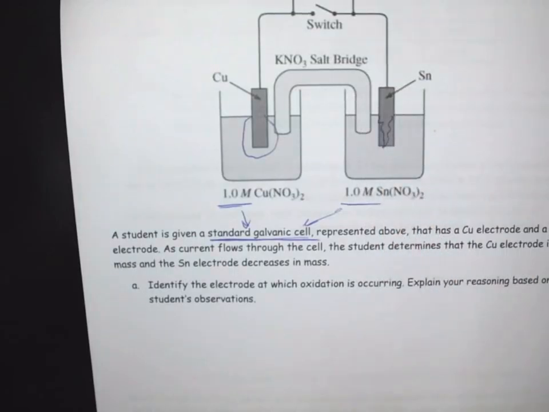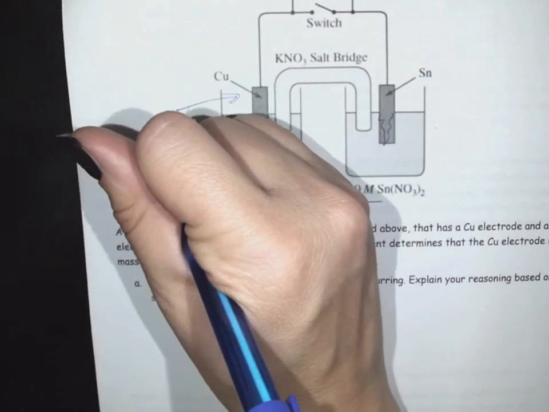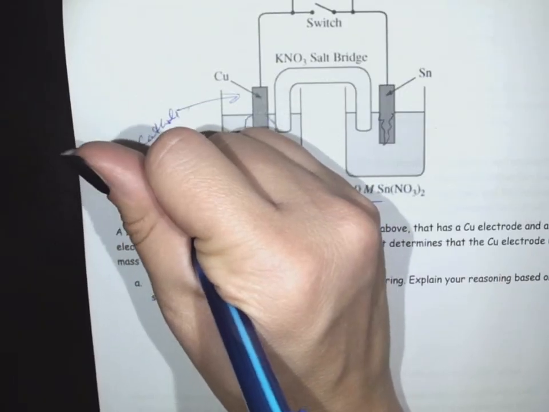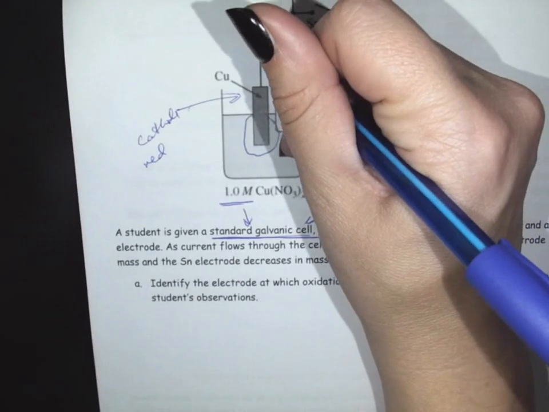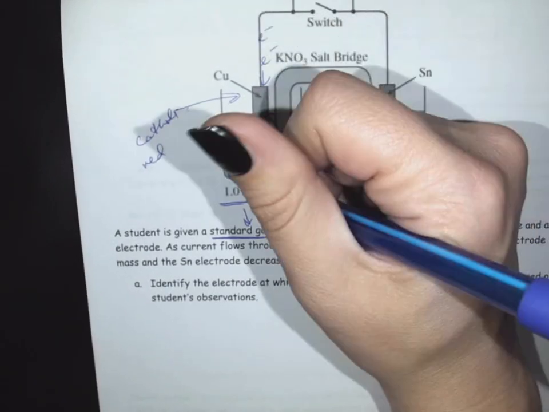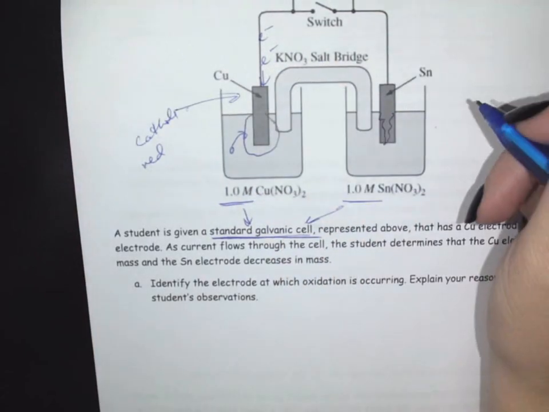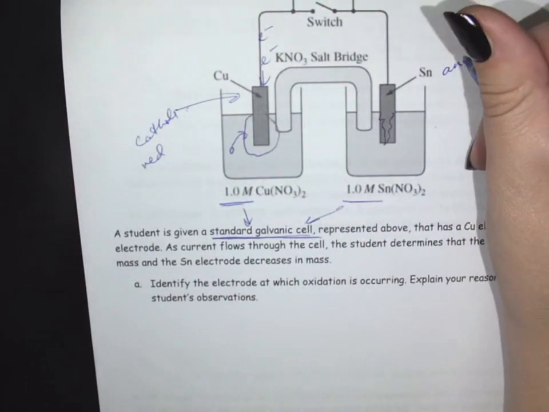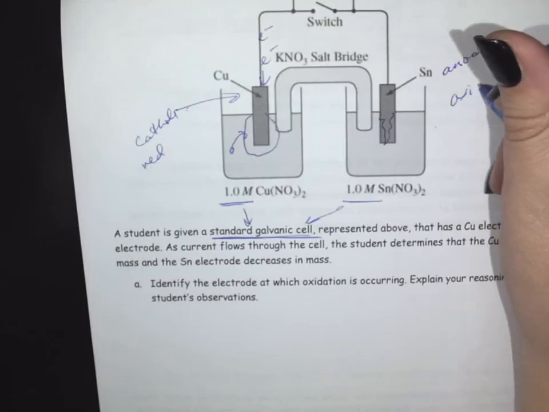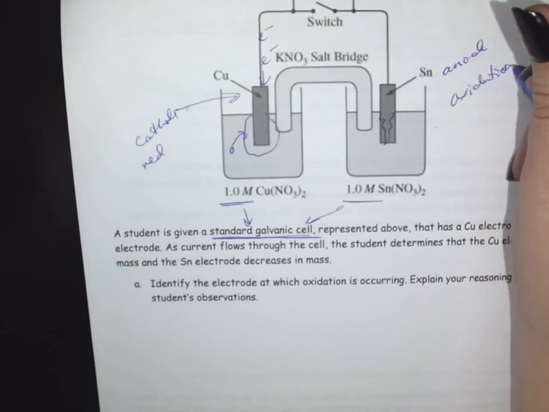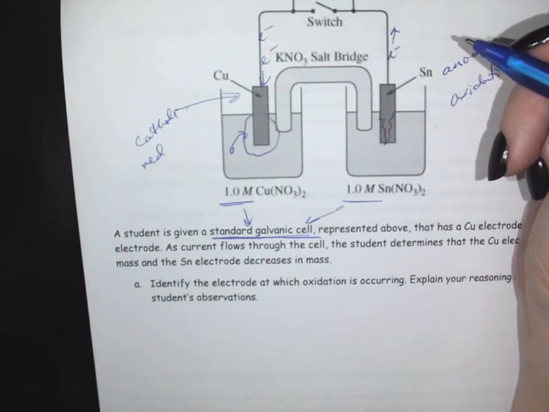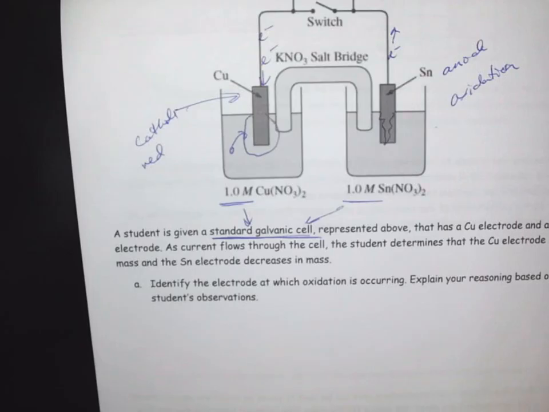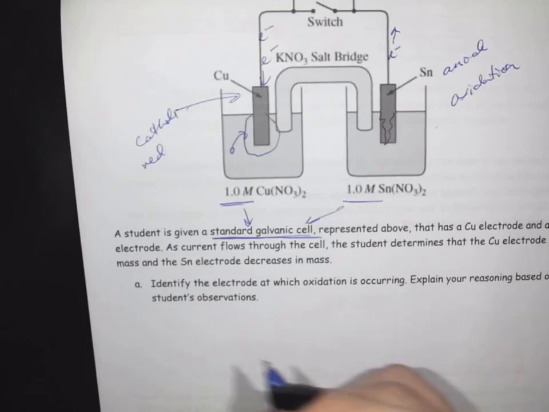Reminder, fat cat, right? So this is our cathode, and reduction happens at the cathode. So gaining electrons, like electrons must be traveling this way, and we're gaining atoms onto there. And then the anode, where oxidation happens. This makes sense because we're losing electrons. And so identify the electrode at which oxidation is occurring. That would be Sn.